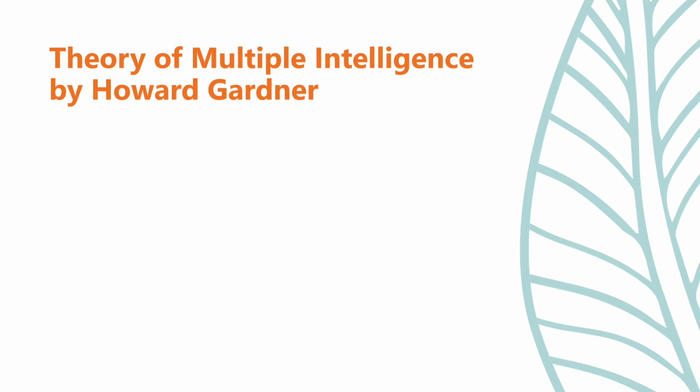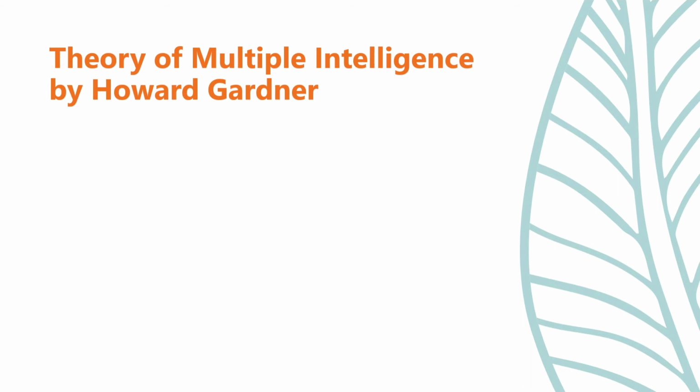Howard Gardner proposed the theory of multiple intelligences. According to him, intelligence is not a single entity; rather, distinct types of intelligence exist. Each of these intelligences is independent of the others.